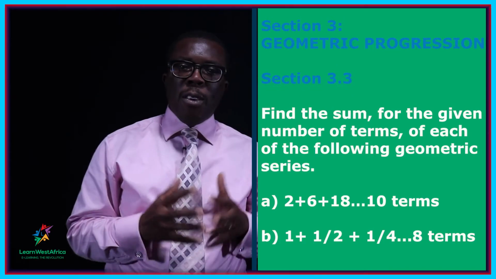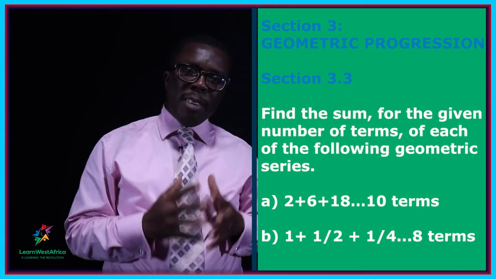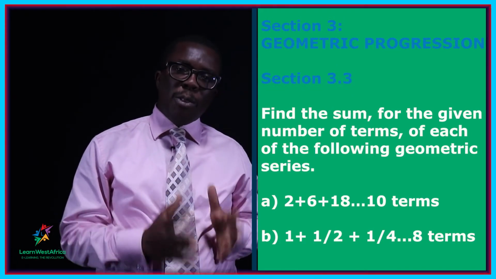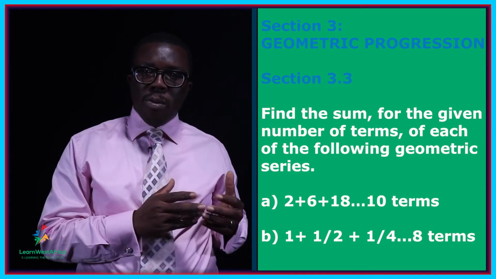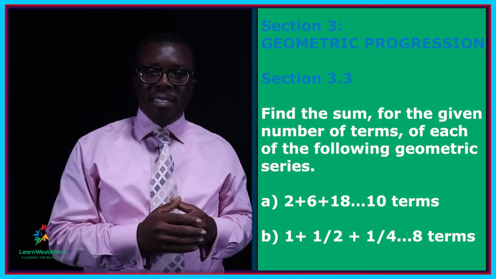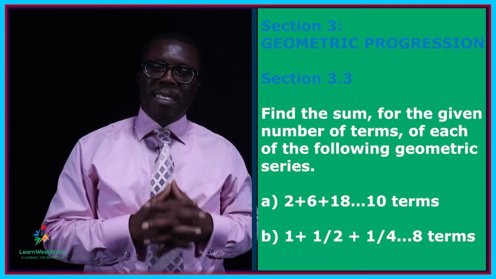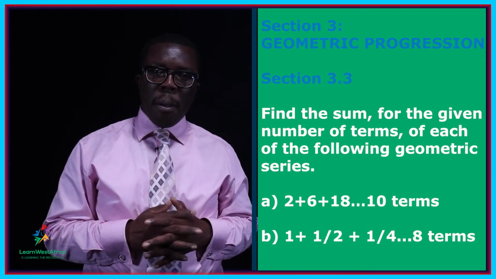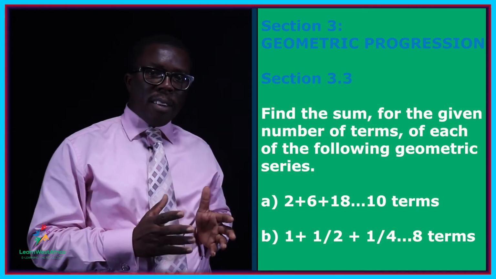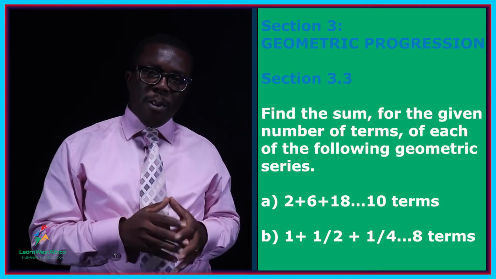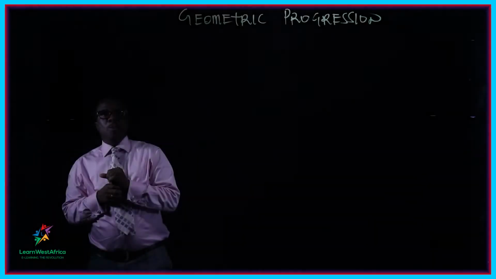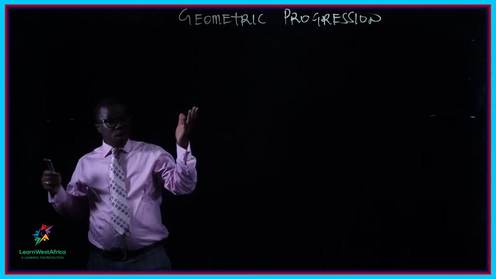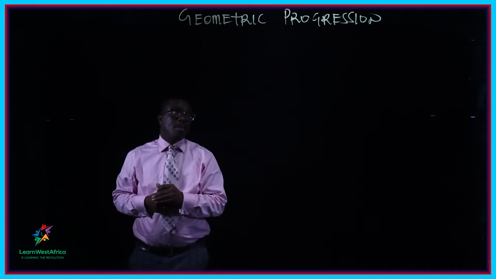Number 1, find the sum for the given number of terms of each of the following geometric series. A, 2, 6, 18 for the 10 terms. B, 1, half, 1 over 4 for the 8 terms. We are going to find the sum of terms. That is what the question is asking of us, to be able to find the sum of terms.